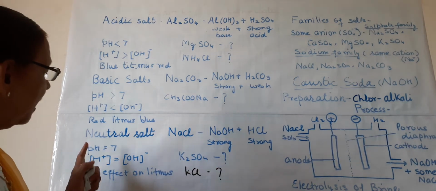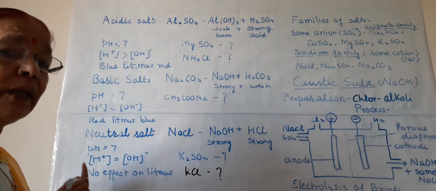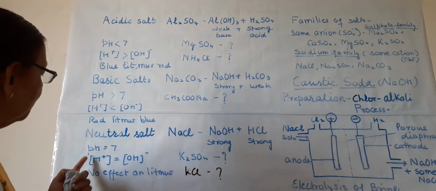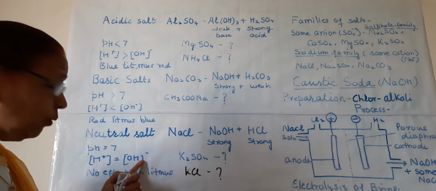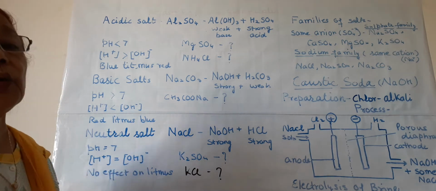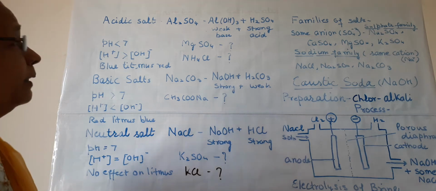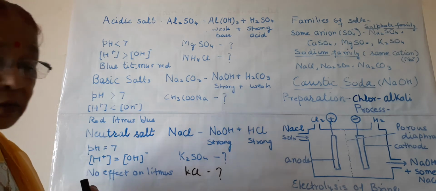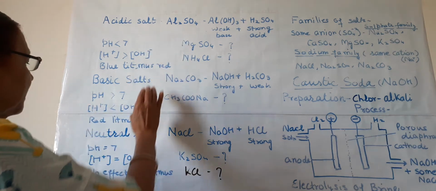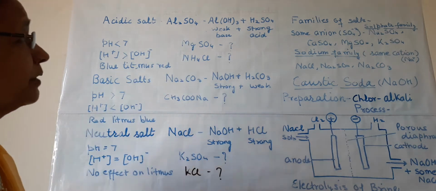Their properties are like the neutral, like water or the neutral compound: pH is equal to 7, H+ is equal to OH-, and they have no effect on litmus paper. So in this way we can classify the salts into acidic, basic and neutral salts.